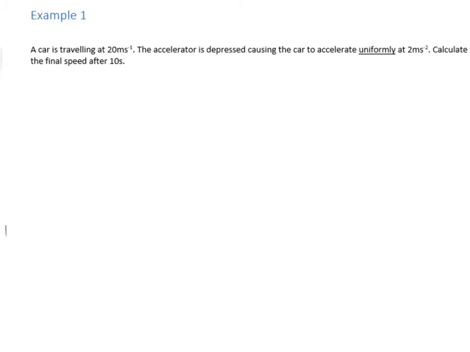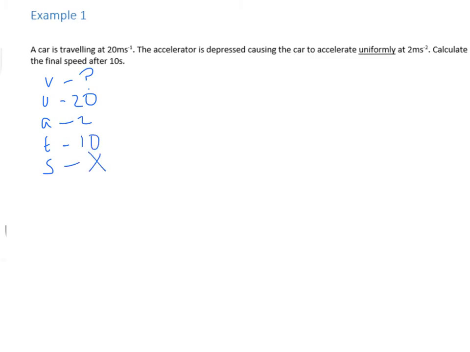Okay, so we've got a car travelling at 20 meters per second. The accelerator is designed to cause the car to accelerate uniformly at 2 meters per second squared, and calculate the final speed after 10 seconds. So first of all, can we apply SUVAT? Yes, we can, because the acceleration is uniform or constant. So the thing I get my students to do here is write out the parts of your SUVAT, and let's see if we know them. So that's our unknown that we want to calculate. This is 20, this is 2, this is 10, this we don't know.